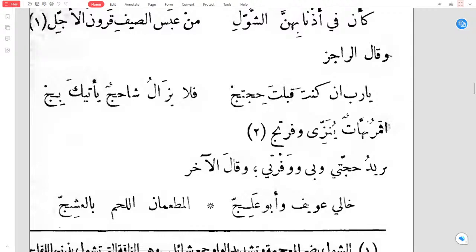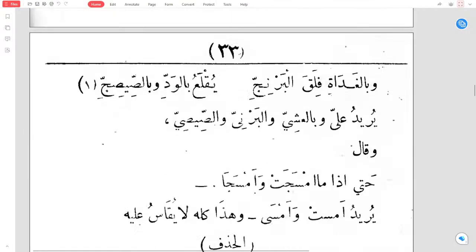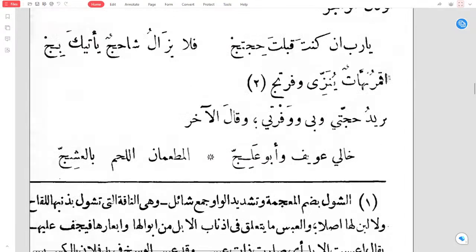Ya Rabbi, in kunta qabilta hijjatij. Oh my Lord, if it is such that you have even accepted my hajj in the past, then still, فلا يزال شاحج يأتيك bij. This neighing or braying donkey is still going to keep on bringing me towards you, still going to be coming with me towards your house. Aqmaru, it is white. Nahatun, whining. Yunazzi, it is moving and walking unstably and causing my hair to jump or move up and down. يريد حجتي وبي وفرتي. وقال الآخر. Let's see how much is left up until the next. Okay, we've got a couple more lines of poetry. I will be back inshallah.